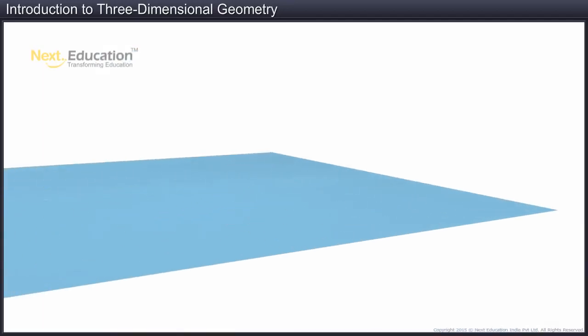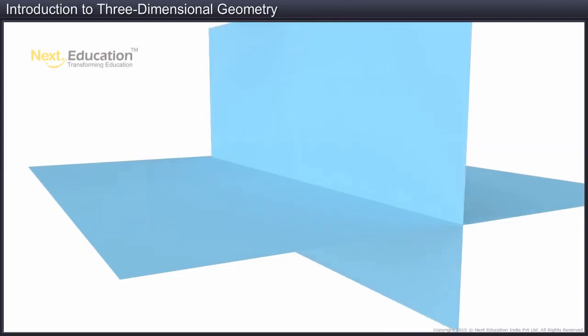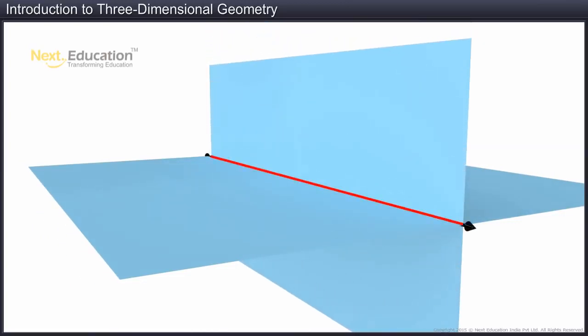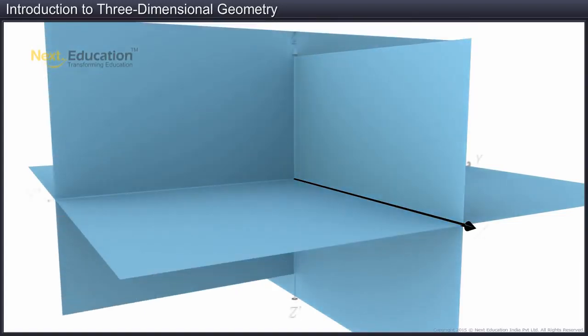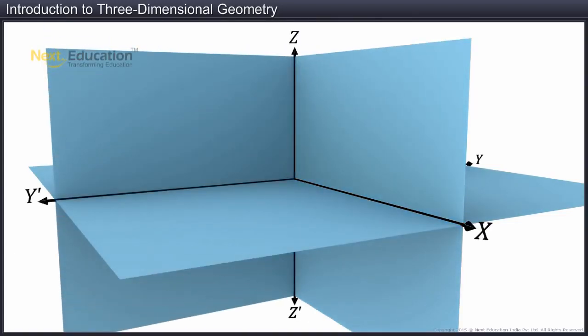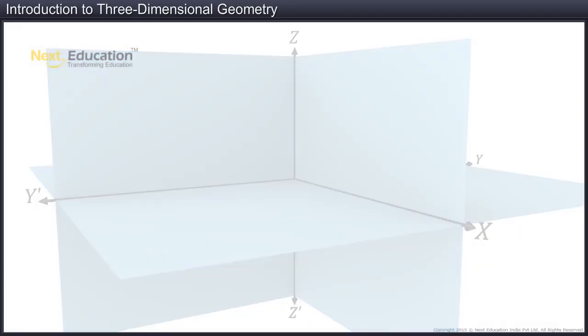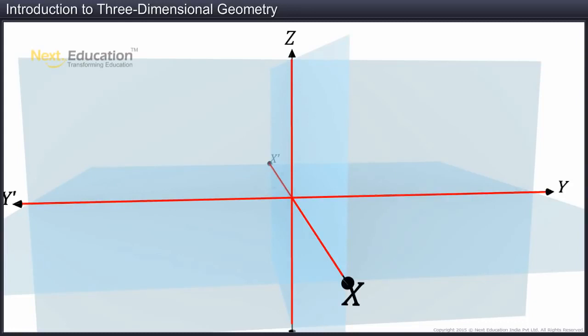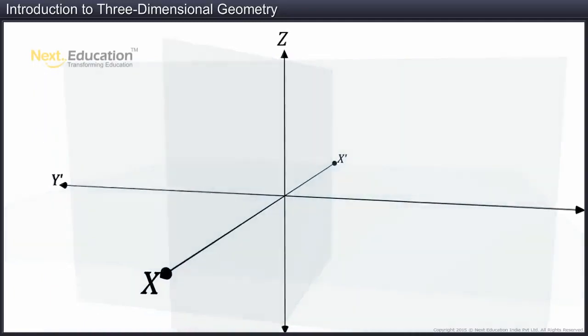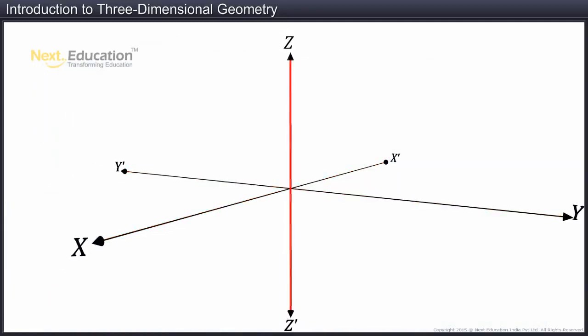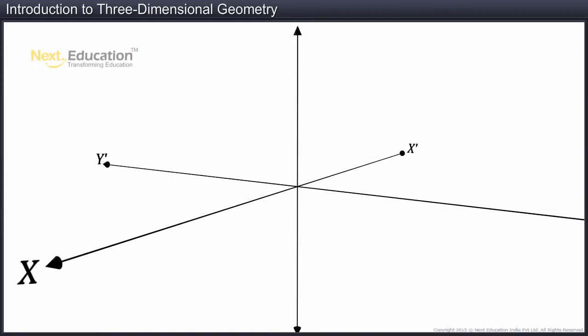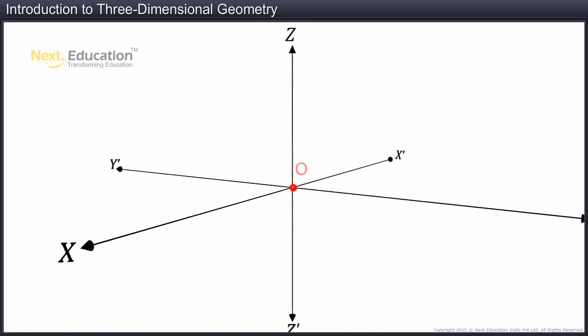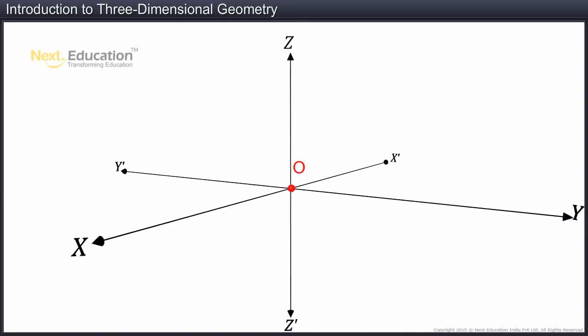We take two planes perpendicular to each other. The intersection of these two perpendicular planes is a straight line. Let's take another plane perpendicular to both the existing planes. With the intersection of this plane with the two existing planes, we get three lines mutually perpendicular to each other. These lines are called axes and are named as X, Y, and Z. The point of their concurrence is called the origin. The origin is denoted by the letter O. By convention, we consider the XY plane as the horizontal plane.